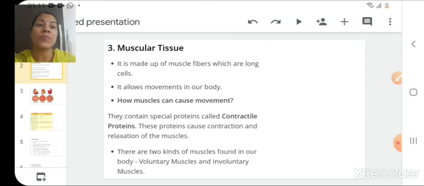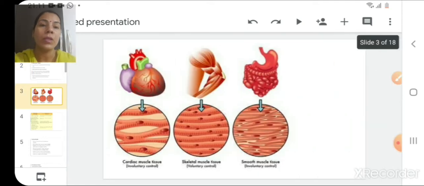There are two types of muscles found in our body. These can be voluntary and involuntary muscles. So here you can see that basically there are three types of muscles present in our body, and out of these three, two are involuntary muscles, that is cardiac muscle and smooth muscles, and one is voluntary muscle, that is skeletal muscle.